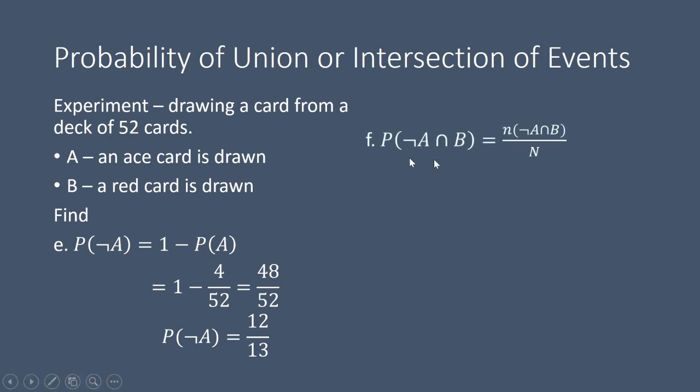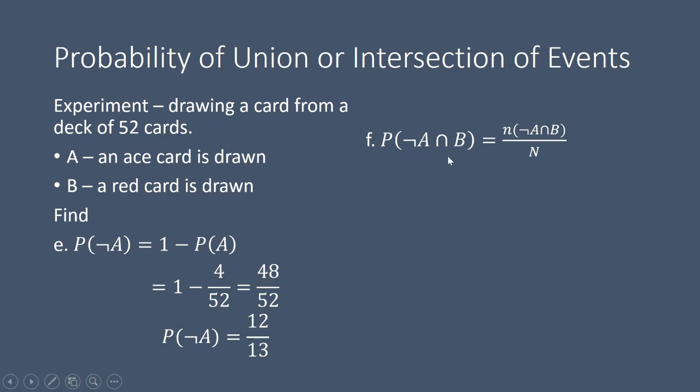Okay, so how do you interpret this event? This is the event when the card that is selected is not an ace card, but it is a red card. It is not an ace card, but it is a red card. So how many red cards do you have? You have 26. So you will remove two aces, red aces. So it's going to be 24 over 52. Okay, so that is our expected answer here.